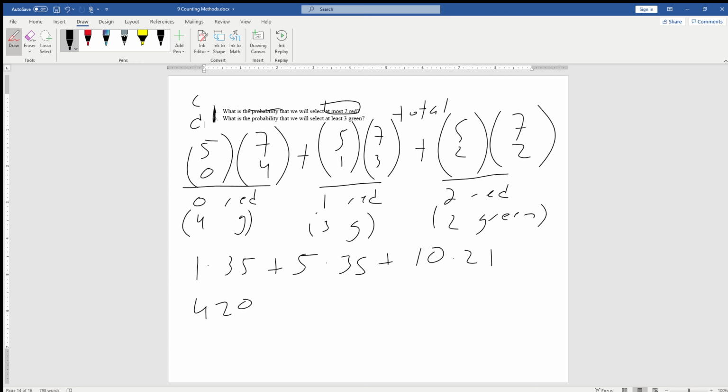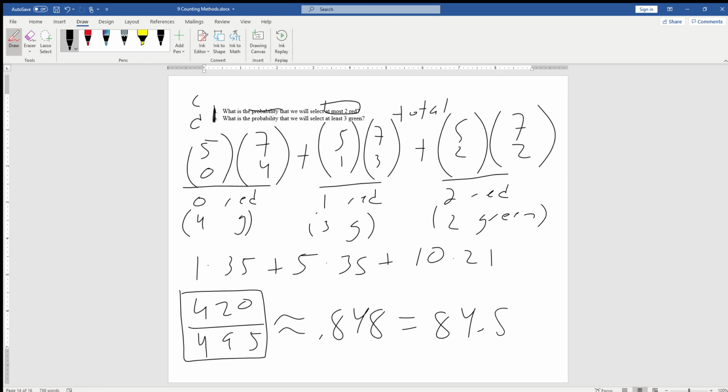Now that's the total number of ways, but that is not the probability. Remember earlier in the problem, this is just the number of ways that we can select at most 2 red if we're picking 4 total. Don't forget that the total number of ways to pick is 495. So this is our probability, 420 out of 495. If we were to approximate that, that would be 0.848 or 84.8%. So it's actually very likely that we are going to pick at most 2 red marbles. So in other words, 0, 1, or 2.